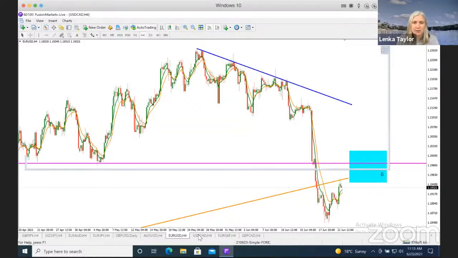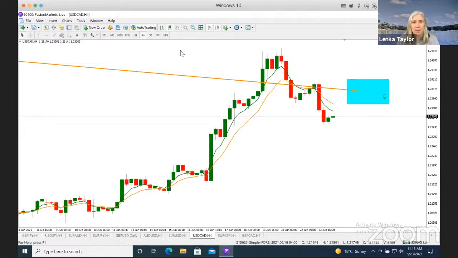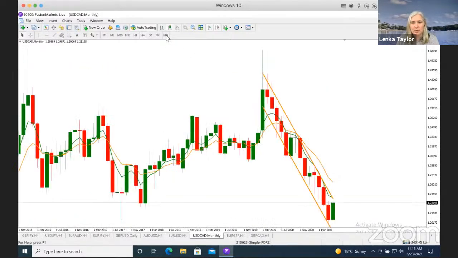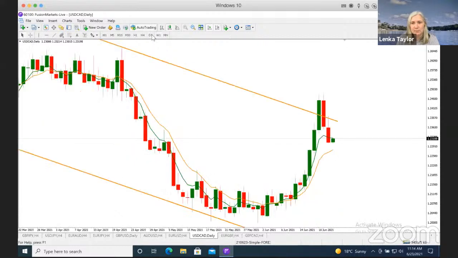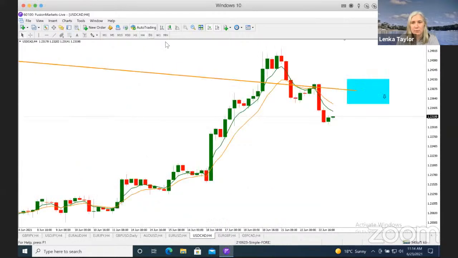Next currency pair I'm looking at is USD CAD. USD CAD, looking for a short on this one. So we had the price go to the top of the channel, and now at the top of the channel, I'm still looking for a short there. So on the 4-hourly, I'm looking for a pullback up, possibly to that top of the channel, or anywhere in this area here. And then looking for price action to show a short reversal.